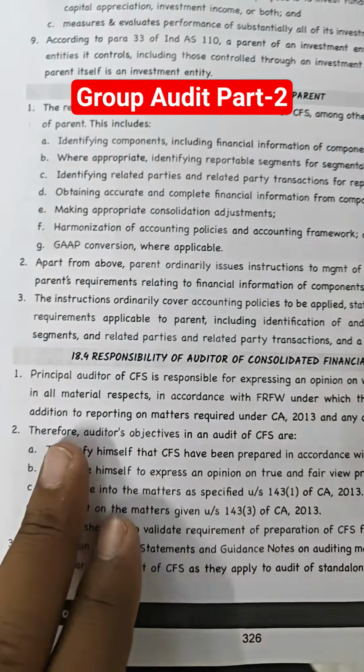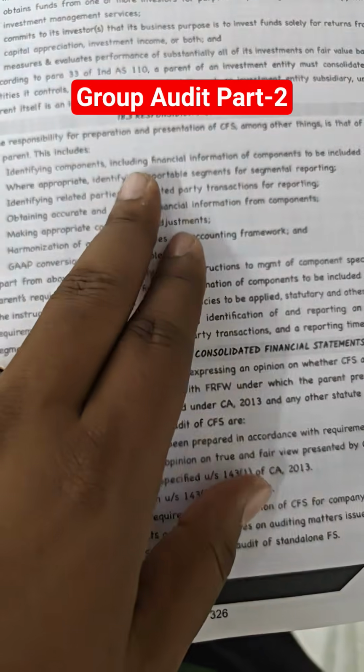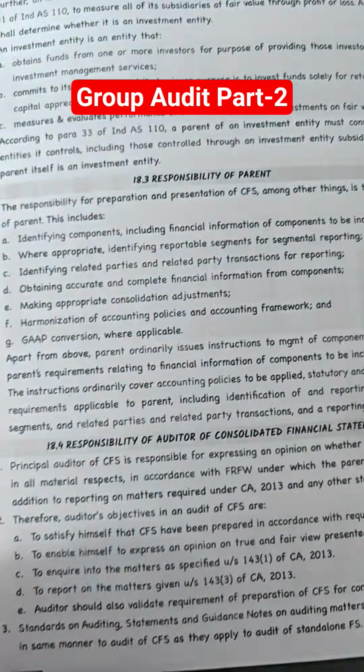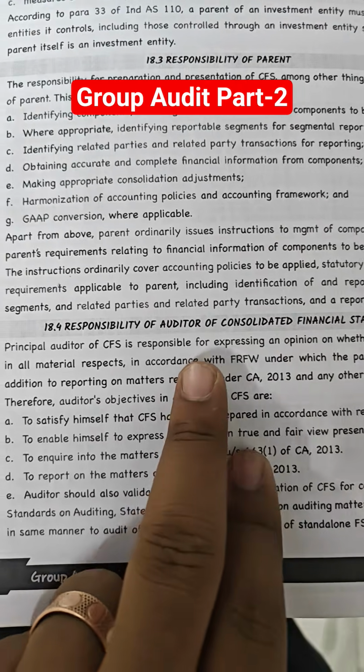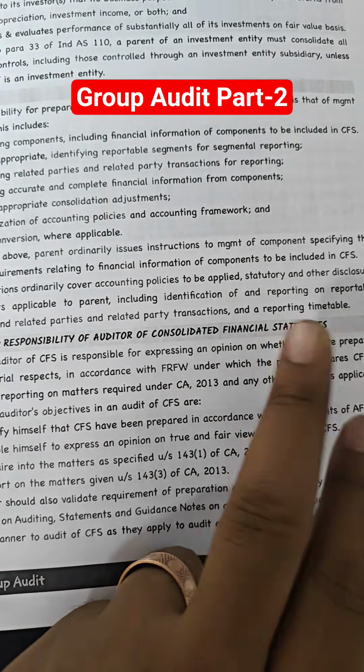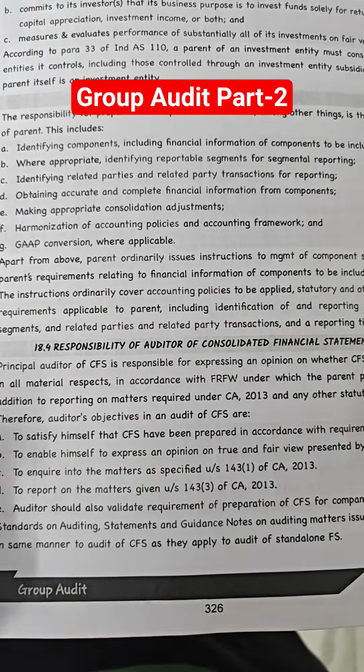And the next question is nothing but the responsibility of the auditor of the CFS. Okay. The second question: the principal auditor is responsible for expression of opinion on the financial statements, on the CFS, whether the financial statements are materially prepared as per the applicable financial reporting framework.